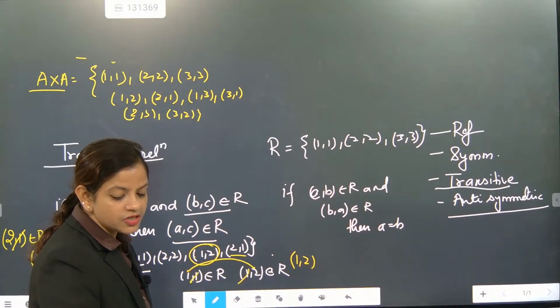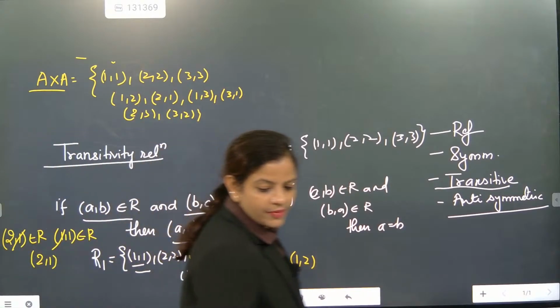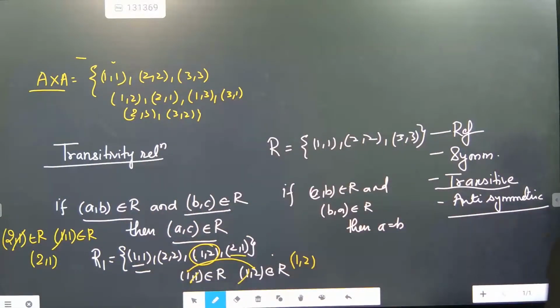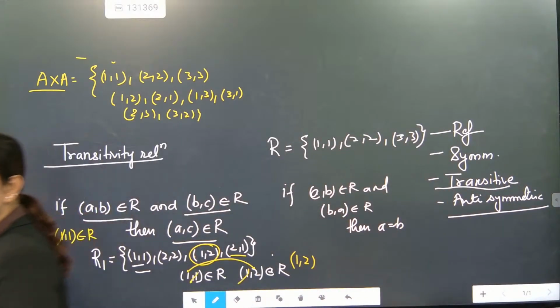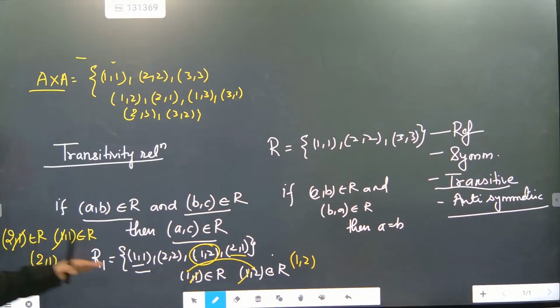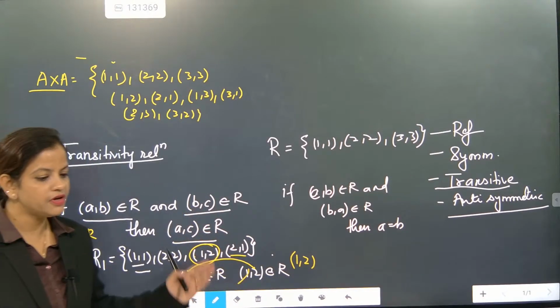I hope you have understood how to go with transitive elements. Correct? So this is the way to handle transitive elements. I hope you got it understood nicely. These are transitive elements, and the relation generated by them is called a transitive relation.